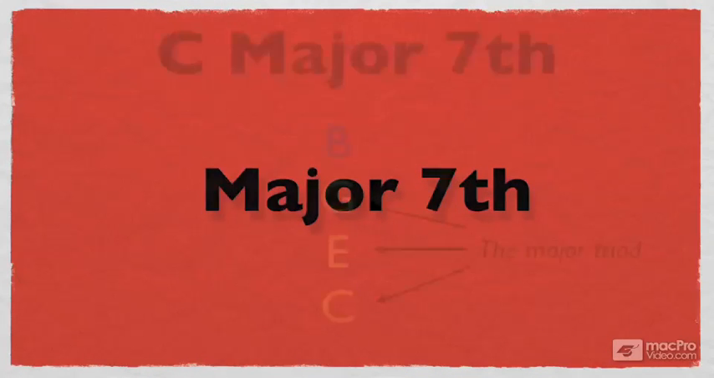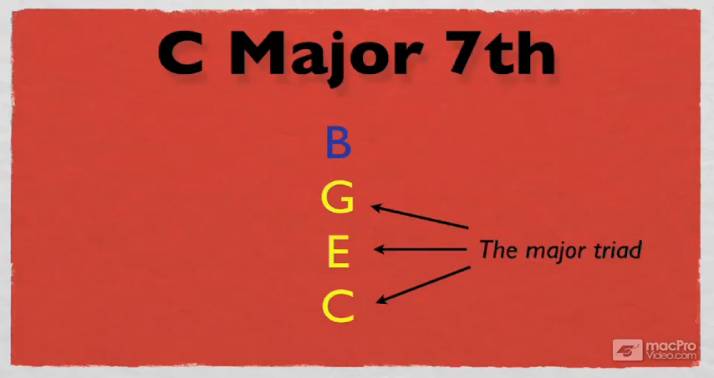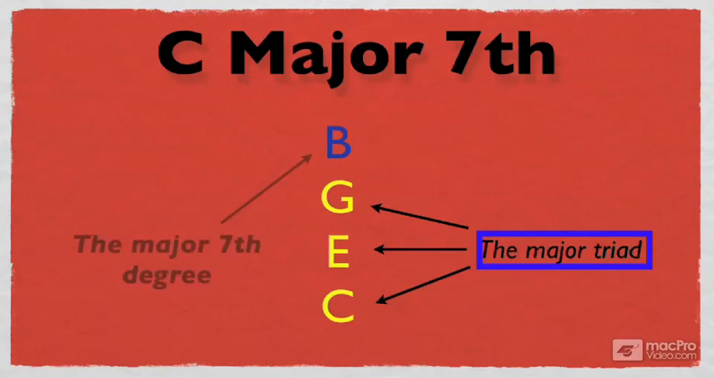Take a C major seventh chord. This chord is made up of the notes C, E, G, and B. As you can see, the C, E, and G here make up a C major triad. It's the B, which is the naturally occurring seventh in the diatonic scale, that makes this a seventh chord.